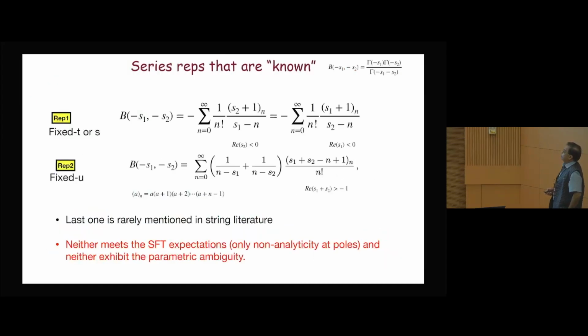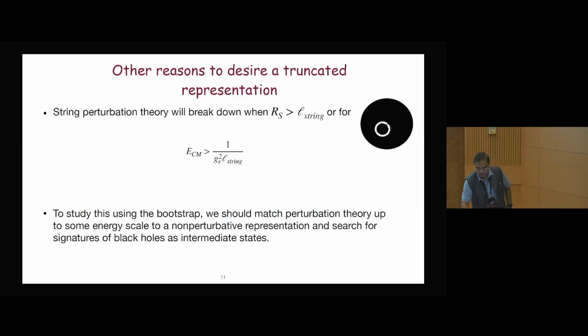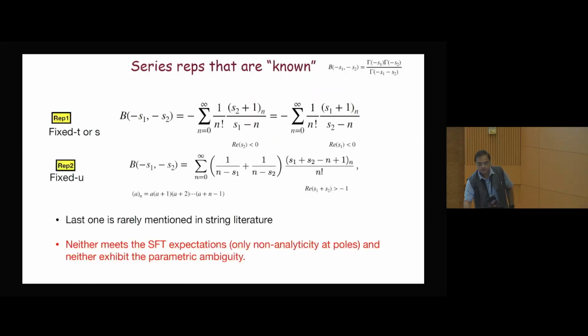So let's, sorry, giving away the secret, the other way around. So what are the series representations that are known in the standard maths literature? So let's go back to the open string scattering amplitude, the Veneziano amplitude. So this is just the Euler beta function. So what are the series representations that are known?